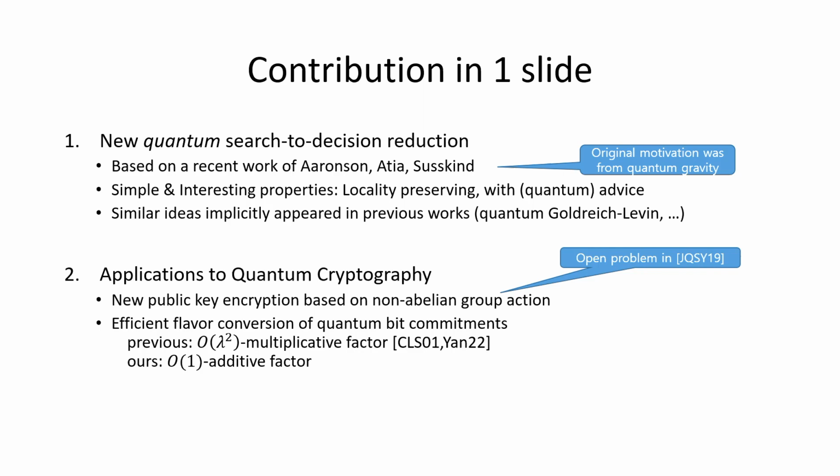And we found further applications to show that this reduction is really interesting. For example, we constructed the first public key encryption based on non-abelian group actions, which was posed by TCC 2019. And we found another application to quantum bit commitment, for changing the flavor of a quantum bit commitment very efficiently and showing that essentially two flavors are the same. Actually, the last result has some concurrent work recently.